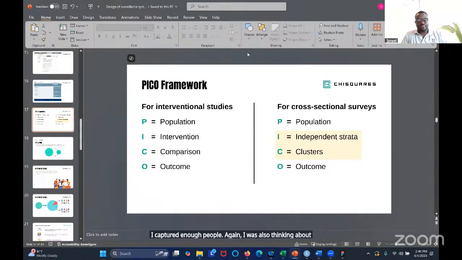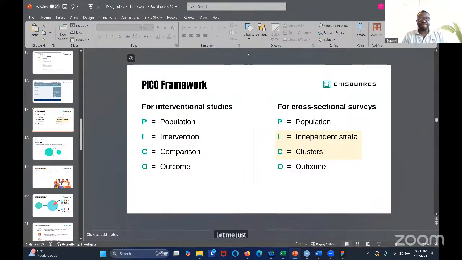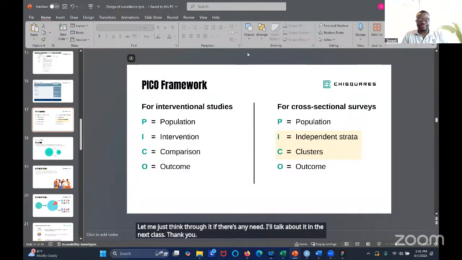I was also thinking about responsiveness, because it's also going to be a web-based survey. But let me take the information you've given me back and think through it. I think it will help me solve some of the problems. So thank you so much. If there's any need, I will talk about it in the next class. Thank you. Excellent. That sounds like a good plan.